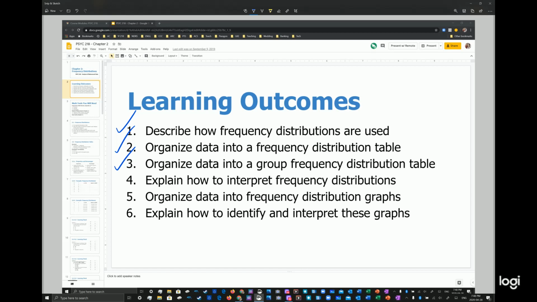We've also discussed the advantages and disadvantages of both regular frequency distribution tables and group frequency distribution tables, as well as how we actually make those group frequency distribution tables for continuous and discrete scales, variables with different scales as well. So there you go. That's it for part 1.